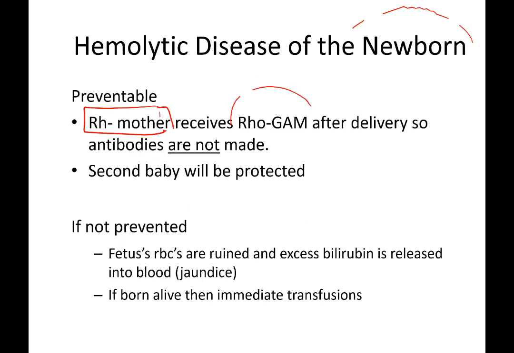So what happens is this stuff called RhoGAM is given to pretty much any RH negative mom just to prevent these from being made. When you get the RhoGAM shot, the antibodies that would be made to attack the next baby don't get made. You block that antibody production and you block the formation of those memory cells.